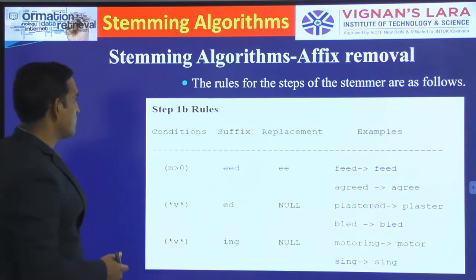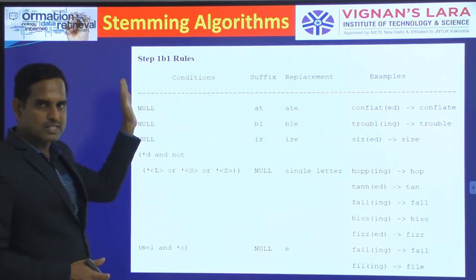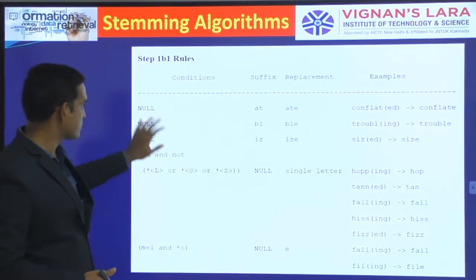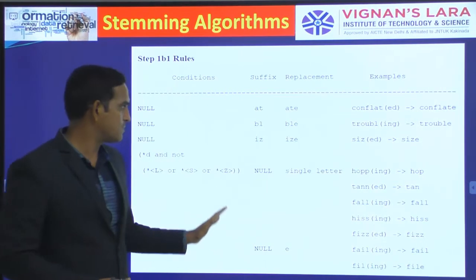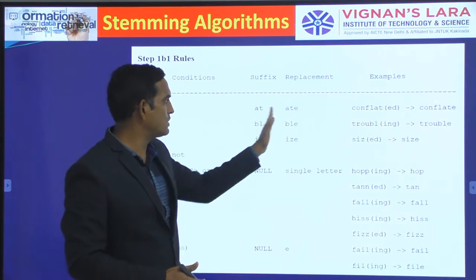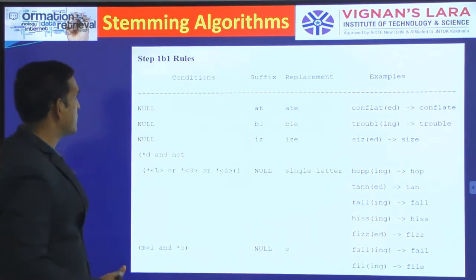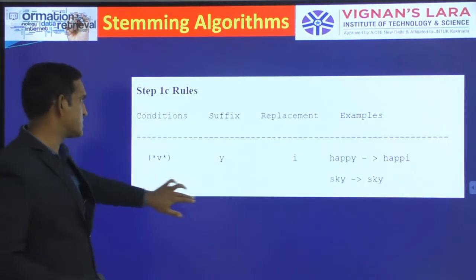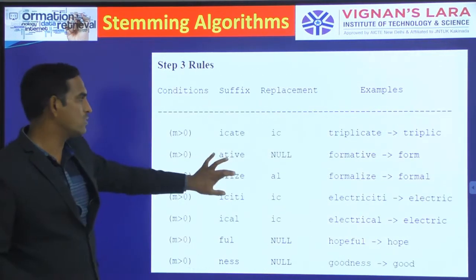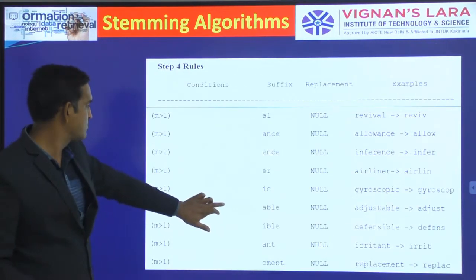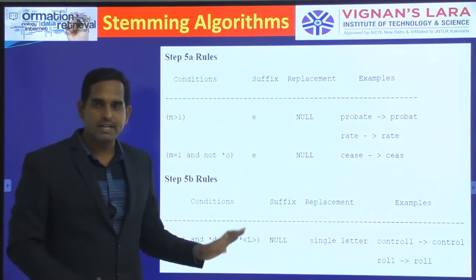In a similar sense, we will have steps. In step 1B, we will have B1 rules. These are the conditions on the stem, and these are conditions on your suffixes. If your suffixes match, this will be replaced by that, and these are the examples. Similarly, we will have step 1C rules, step 2 rules, step 3 rules, step 4 rules, and step 5 rules, and those are your complete steps.